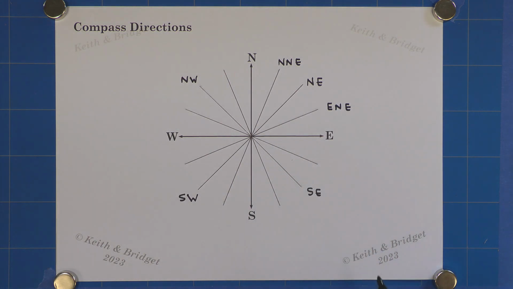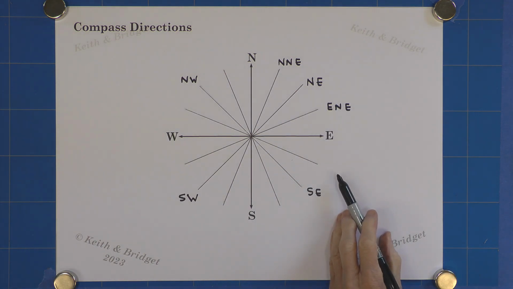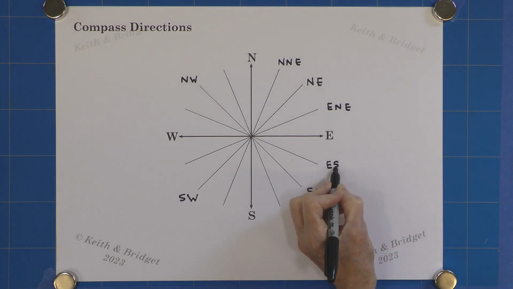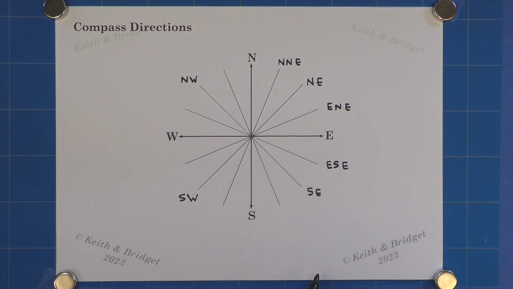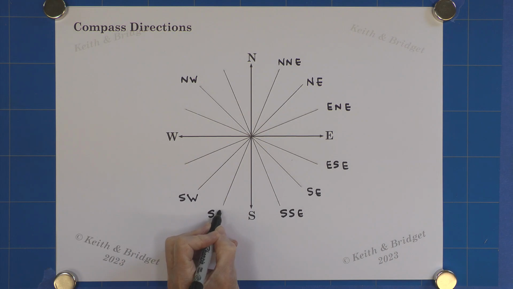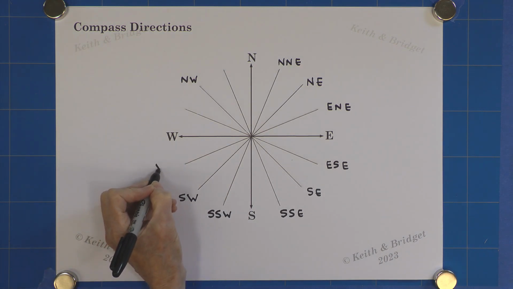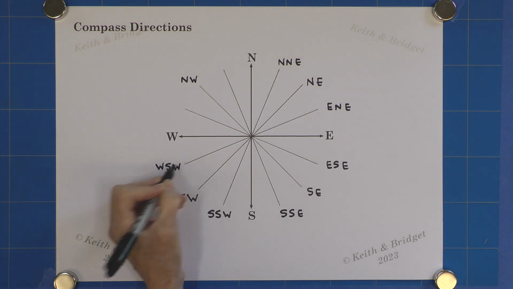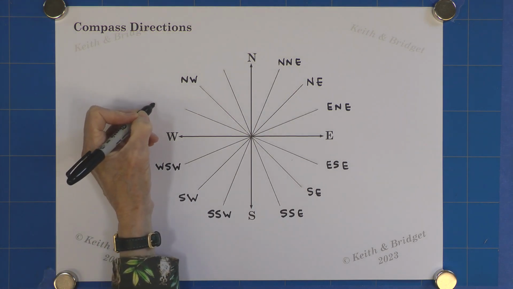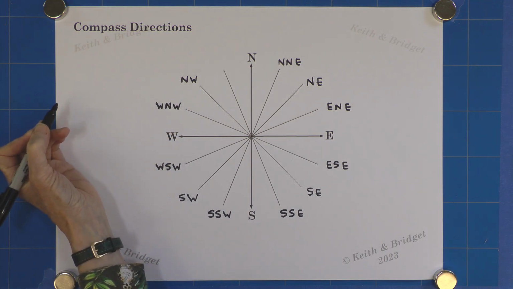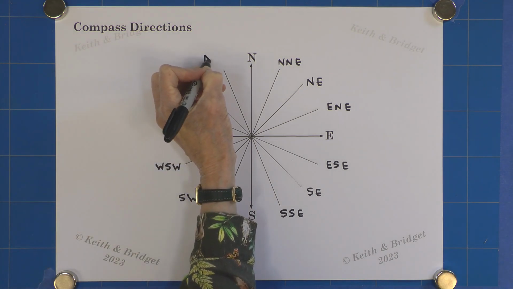Proceeding round in the same vein, again east takes precedence, so east-southeast. And then we have south-southeast, south-southwest. Then west now takes precedence, so west-southwest, west-northwest, and finally north takes precedence, so north-northwest.